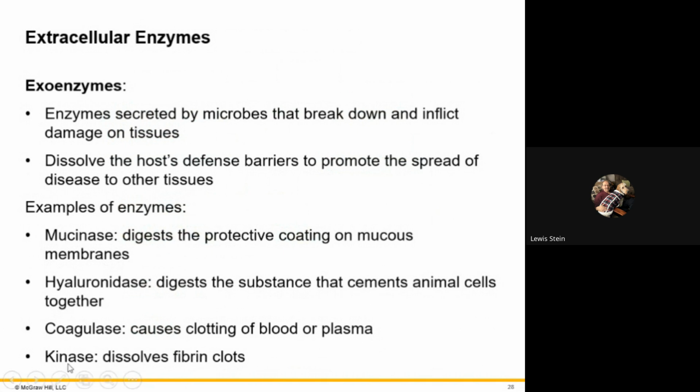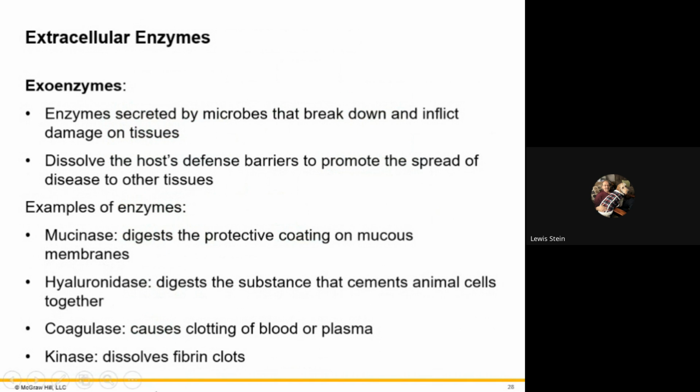Okay, and kinases, again, another one of those spreading factors. Remember we talked about TPA in anatomy and physiology? That's tissue plasminogen activator, the clot buster. Before we made that in the laboratory genetically, we used streptokinase, another enzyme from streptococcus that was a spreading factor because it dissolved clots. So it was the clot buster we used to use before we had genetic engineering to make it.